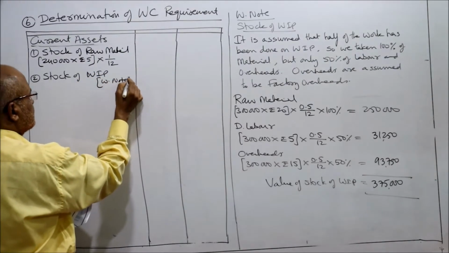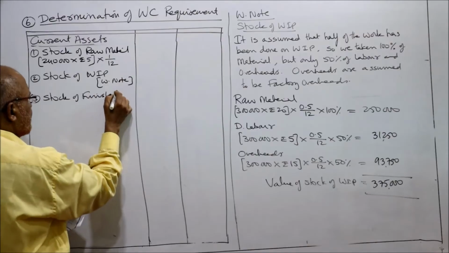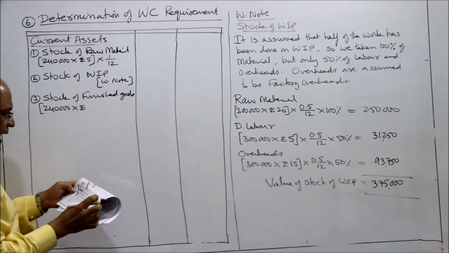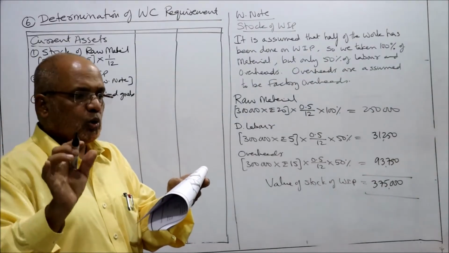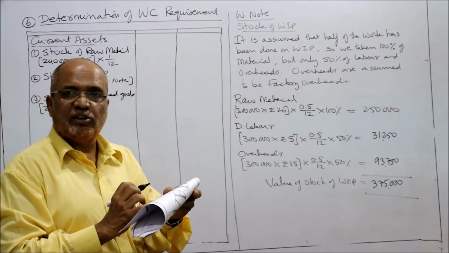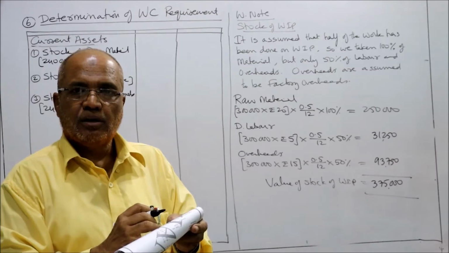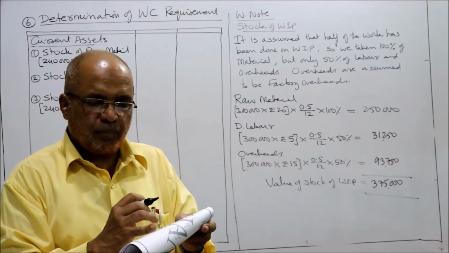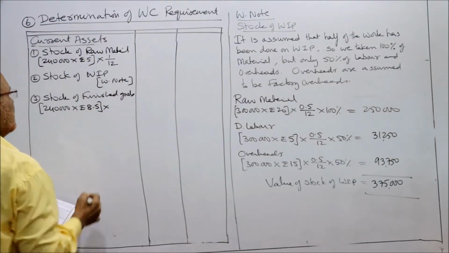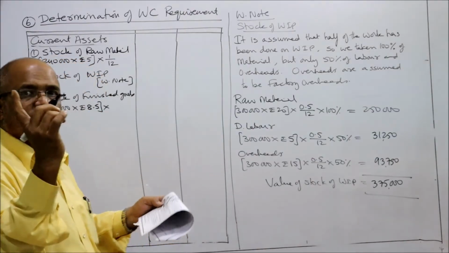Again working note. Third, stock of finished goods. 2,40,000 into rupees. अब ऐड कर देंगे 5 rupees material, 2.5 labor. तो 7.5. 7.5 plus 1, 8.5. 5 रुपये का मटेरियल है, 2 रुपये 50 पैसा लेबर है, 25%. तो 5 plus 2.5, 7.5. 7.5 plus 1, 8.5 into what is the duration of finished goods? C point. Finished goods are to stay in the warehouse awaiting customers for 2 months.